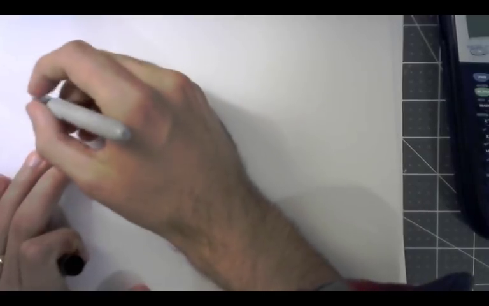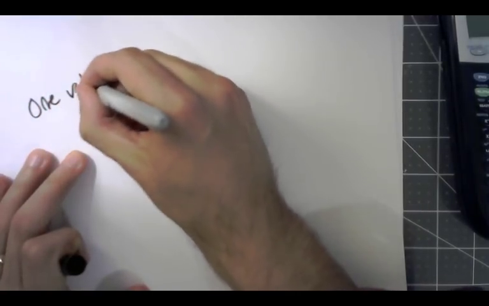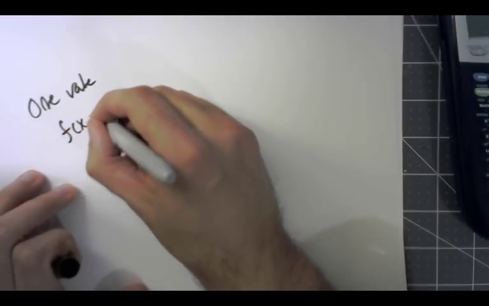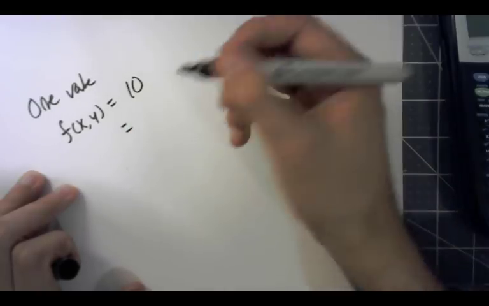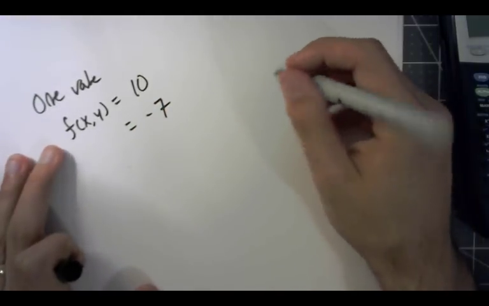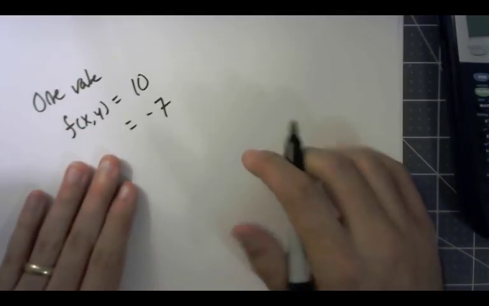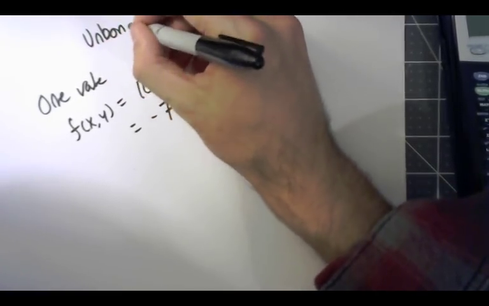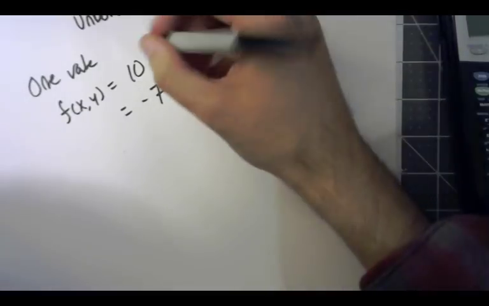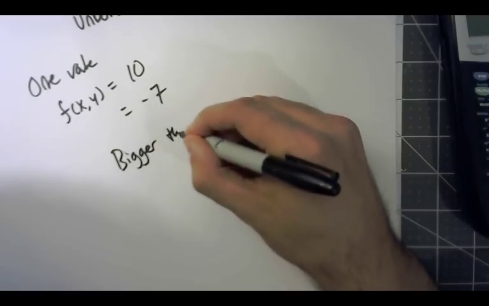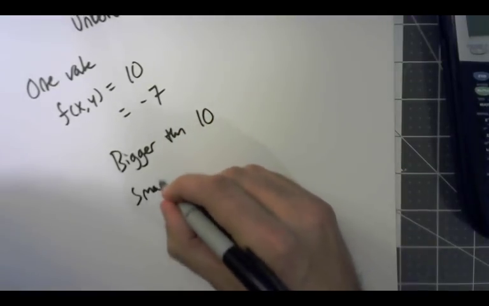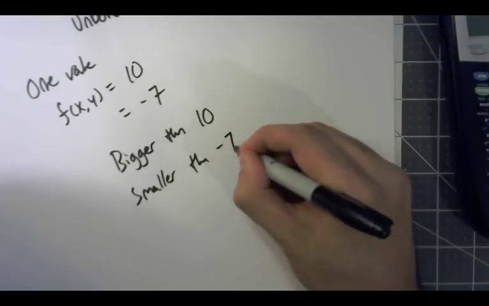You've found your data points. Let's say you found one value, f of x comma y, gave you 10, and then the other gave you -7. So what we're going to do when it's unbounded, this is for honors, unbounded, is we need to see if we have a number bigger than 10 or smaller than -7.